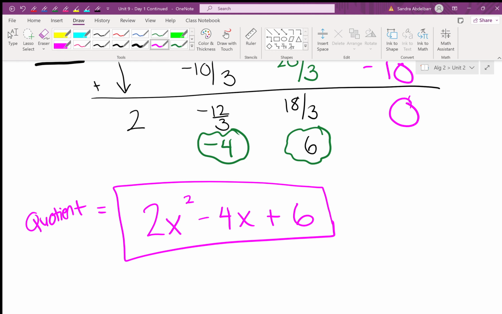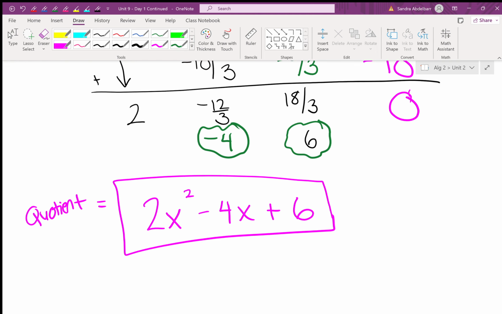On the test, will we be able to choose if we want to do synthetic division or...? For some problems, yes. For others, I will tell you what to do. So you do need to know both. We did ones with i, right? Yeah, okay.